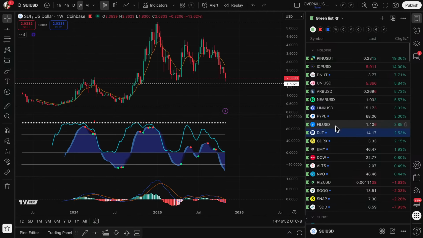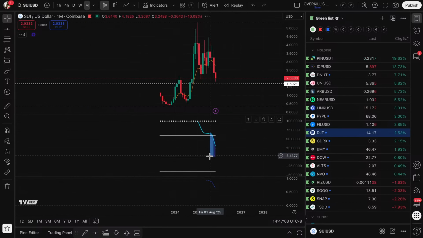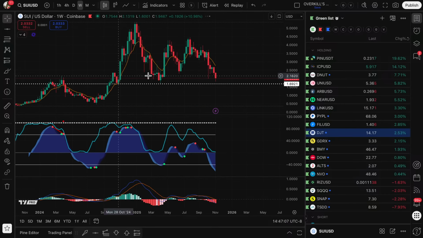We're definitely not out of the woods yet, guys. I know we're green today, but we're definitely not out of the woods. Once we start seeing the weekly dots, I'm going to feel a lot better about this being a bottom. After the weekly dots normally come the monthly dot, so I would not rush into SUI here. I would simply wait for that signal there, at least on the weekly.